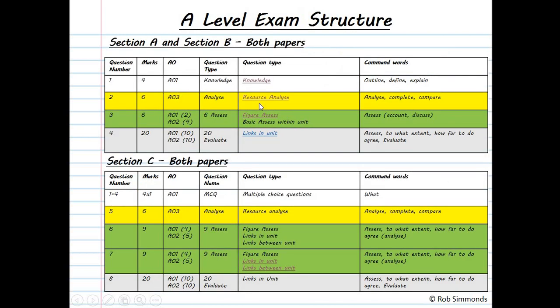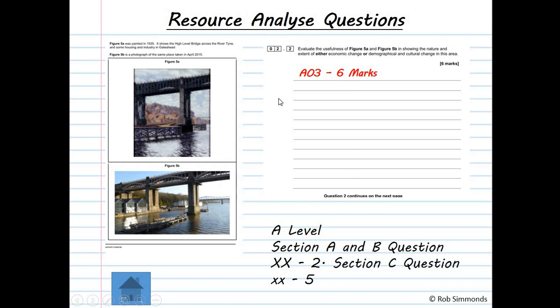If we have a quick look at the resource analysis question, you'll notice that this is the AO3 interpretation question. Now, there's a really set technique to answering these questions, and certainly some pitfalls that you might fall down. So I very much recommend watching a talk through of a resource analysis question. A resource analysis question might look something like this. Evaluate the usefulness of figure 5a and figure 5b in showing the nature and extent of either economic change or demographic and cultural change in this area.